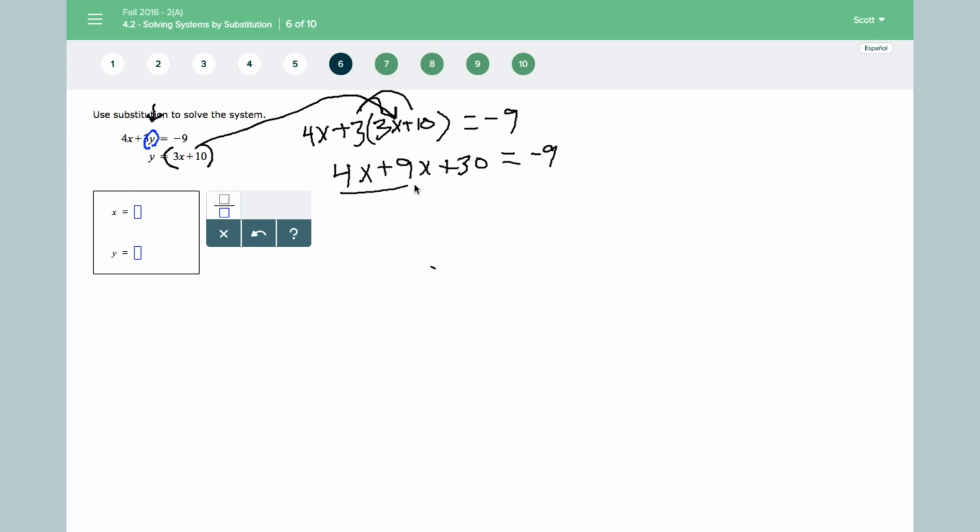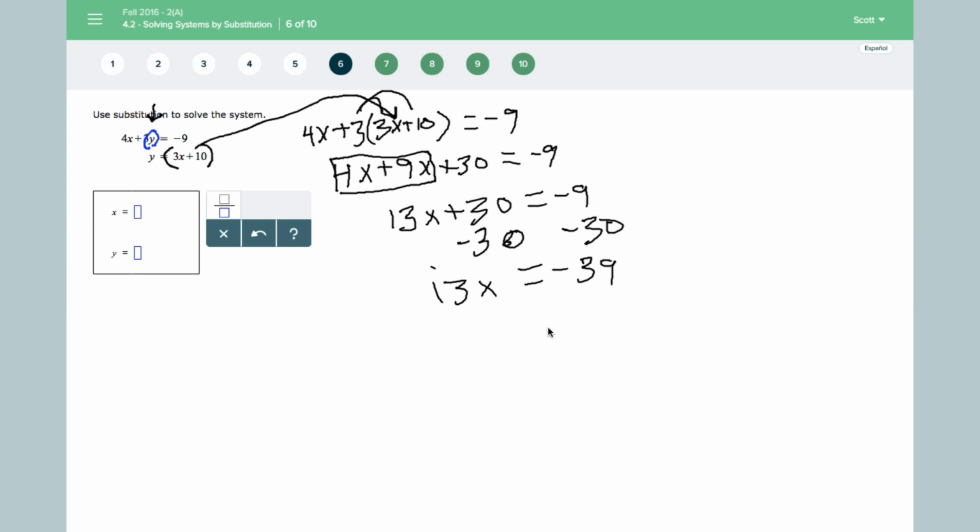Now the x's are on the same side, so I can combine them, giving me 13x plus 30 equals negative 9. So let's solve for x. Minus 30, minus 30. 13x equals negative 39, divided by 13. X equals negative 3. Don't forget we have a negative there. So now I know my x is negative 3.